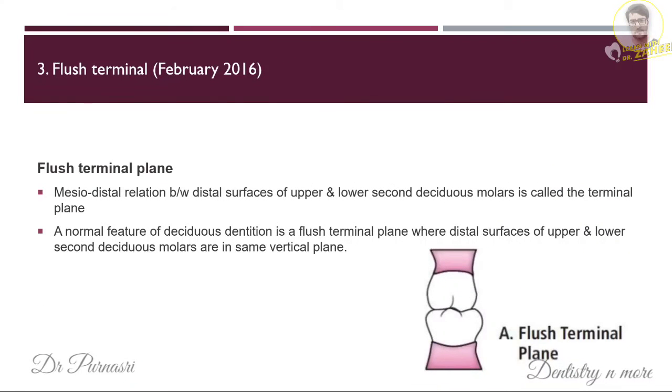So next question is, what is a flush terminal plane? Flush terminal plane means the mesiodistal relation between the distal surfaces of the upper and lower second deciduous molars is called the terminal plane. So when these two are flat, in the same vertical plane, we call it a flush terminal plane. And this is a normal feature seen in the deciduous dentition. And it gets corrected later on as the permanent teeth erupt.